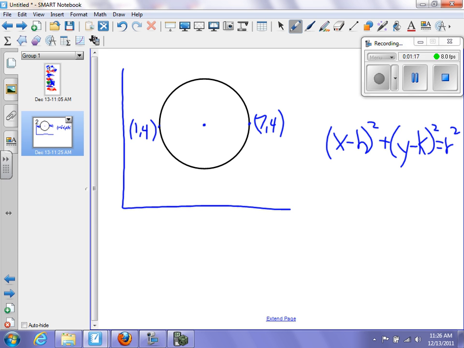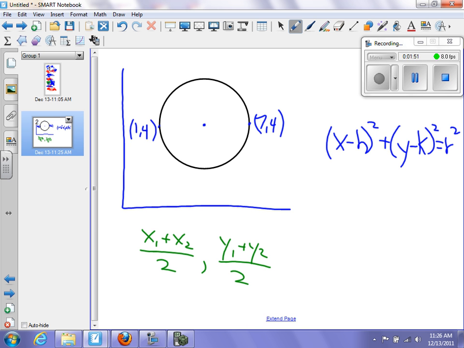So h, k represents the center of my circle, right? So I could find the center of my circle in a couple of ways. One thing I could do is use the midpoint formula, which would be x1 plus x2 divided by 2, comma, y1 plus y2 divided by 2.